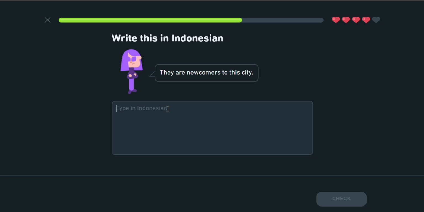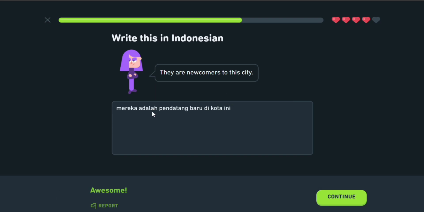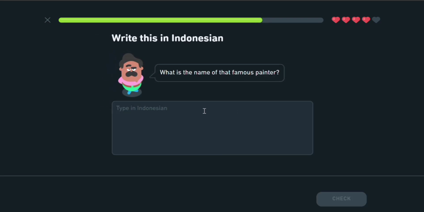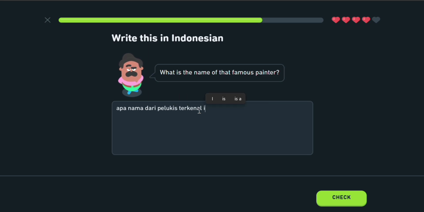Next, they are newcomers to the city. And that is mereka adalah pendatang baru di kota ini. Next. Okay, continue. What is the name of that famous painter? Apa nama dari pelukis terkenal itu? Okay, check.